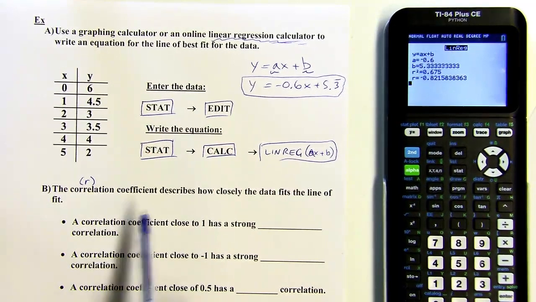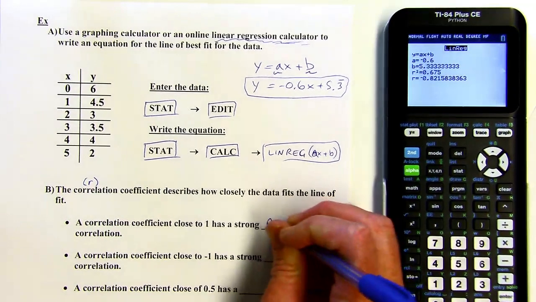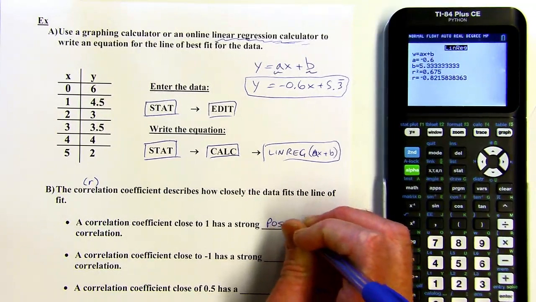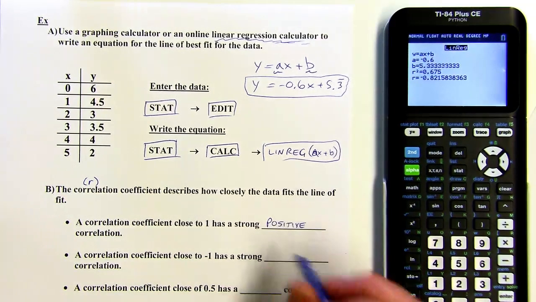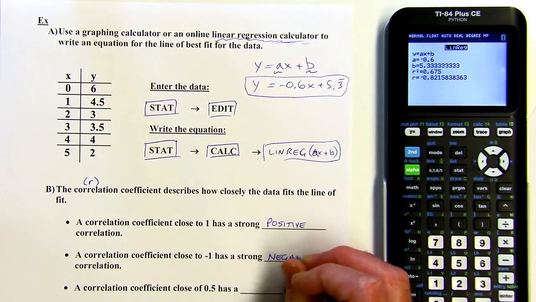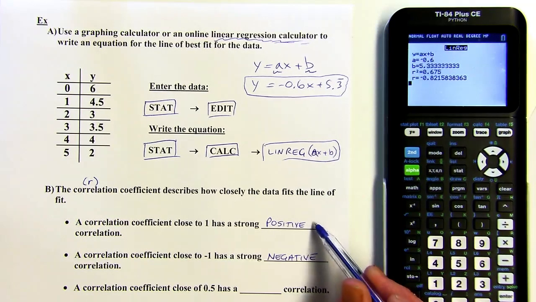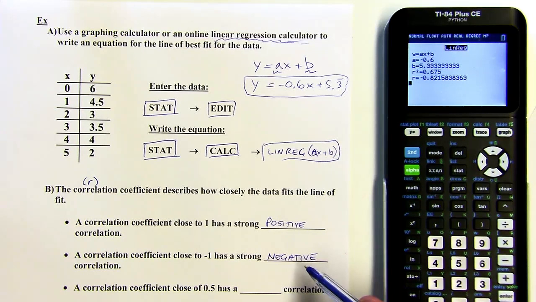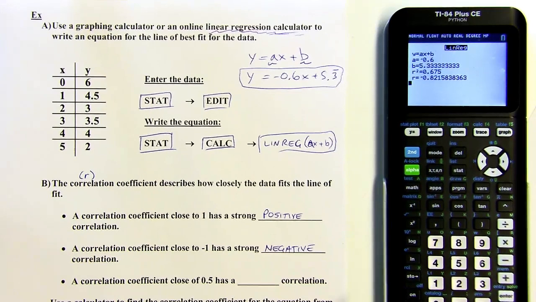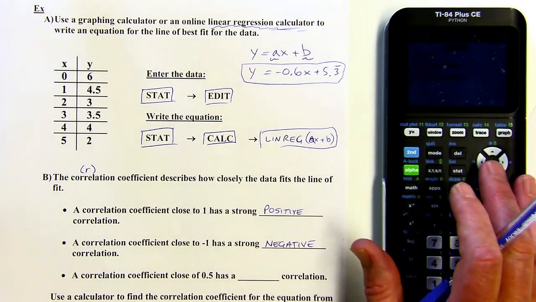And a correlation coefficient that is close to 1 has a strong positive correlation. And if it's close to -1, it's going to have a strong negative correlation. So 0.99 or something like that would have a strong positive correlation, negative 0.99 would have a strong negative correlation.